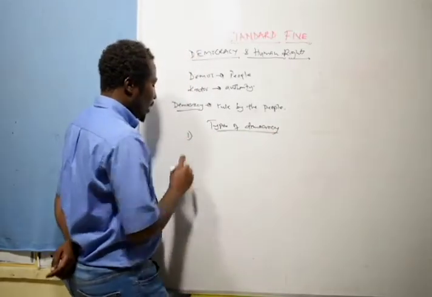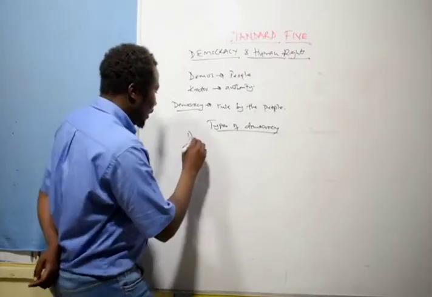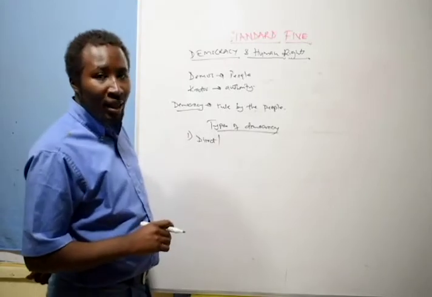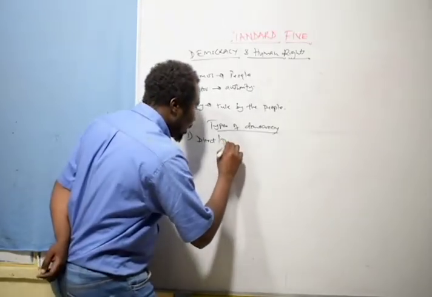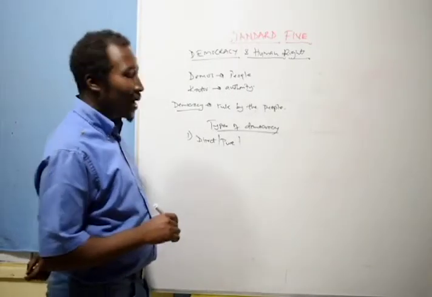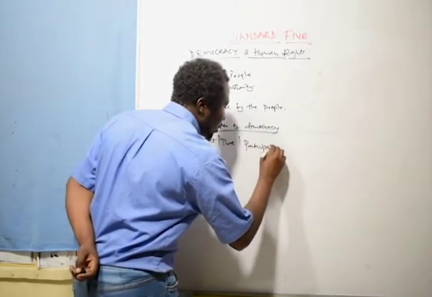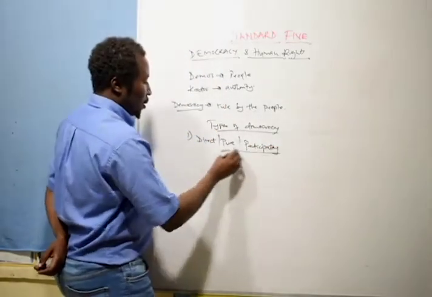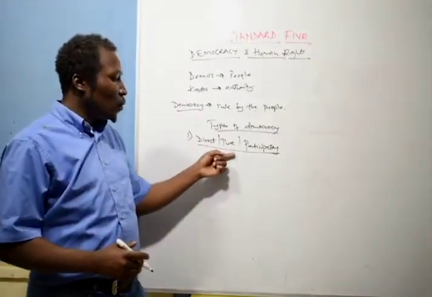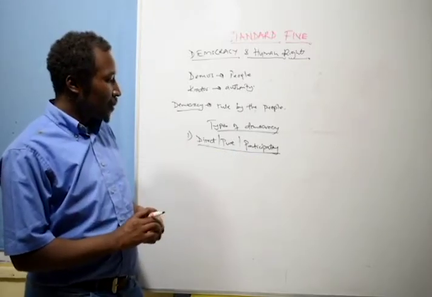So number 1 type we talk about is what is known as direct. The other name it could be called is pure. Or the other name is participatory. This is where you participate, known as direct, pure, or participatory. So, what do we mean by direct?